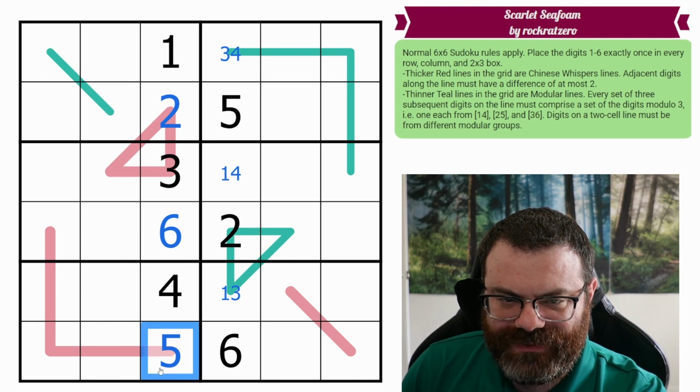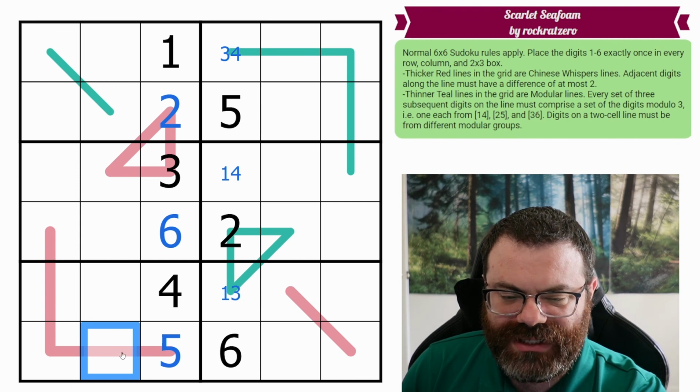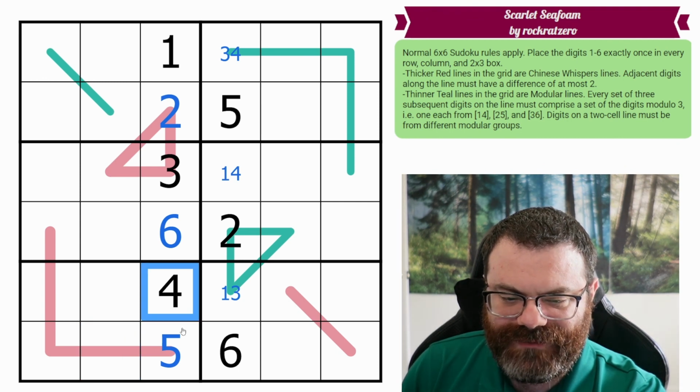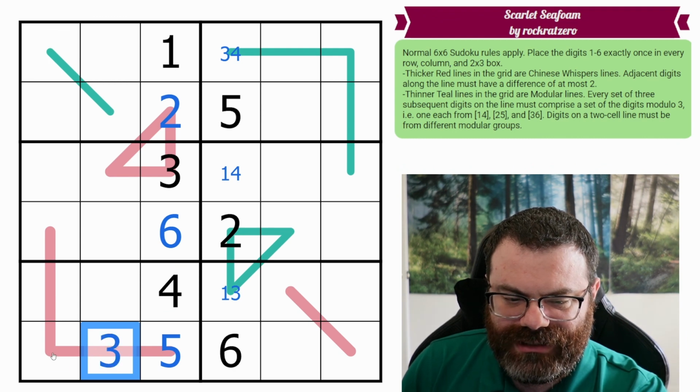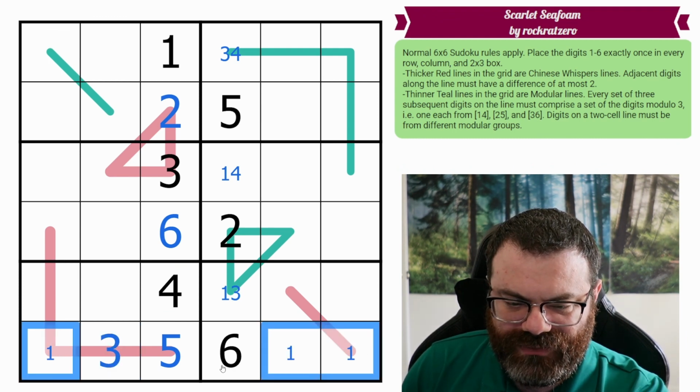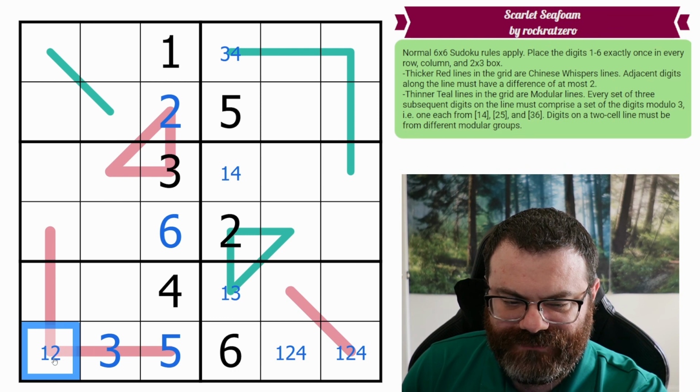Let's look at this 5 that we placed here. So this 5, we need to be within 2. So 3 would be the largest we could put here, but we can't be 4, 5, or 6. So this has to be a 3. And then let's just look at what's available here. 1, 2, and 4. And this isn't a 4. So 4 is in one of these 2.